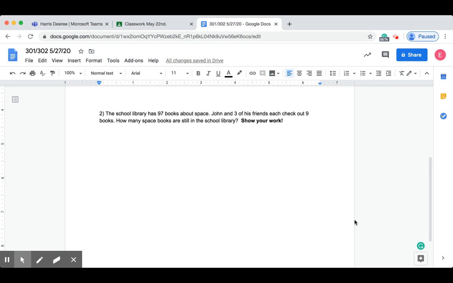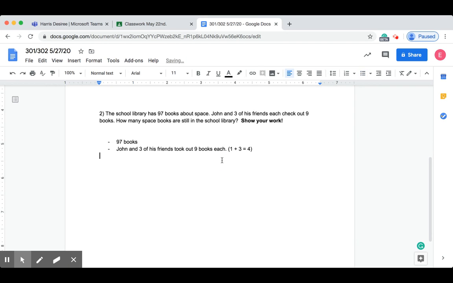So I know there are 97 books total. I know John and three of his friends took out 9 books each. So now if I know that it's John and three of his friends, John is one person, and then his 3 friends, I know there are 4 people total.